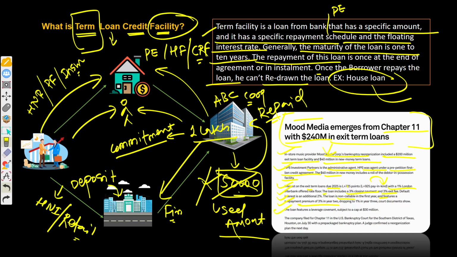And the loan features a leverage covenant, subject to a cap of at least $3 million. So now I would request you to do some research on covenants. What is a covenant?